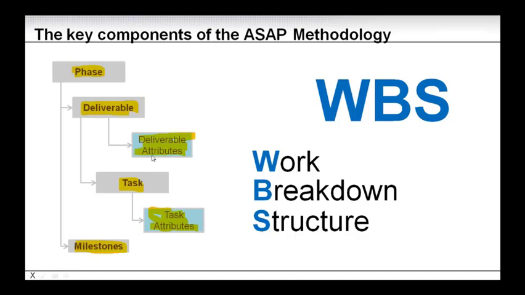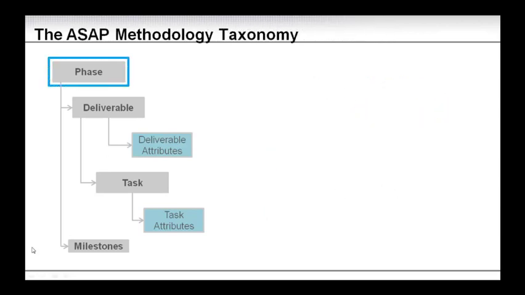So the new thing in the ASAP methodology, which we have already been through, or the work breakdown structure in ASAP methodology version 8, is that we now have a simplified, streamlined, standardized WBS, and we have the attribute component. So this is the key component of the ASAP methodology. Now let's look at the components one by one.